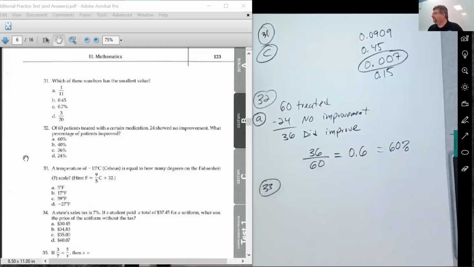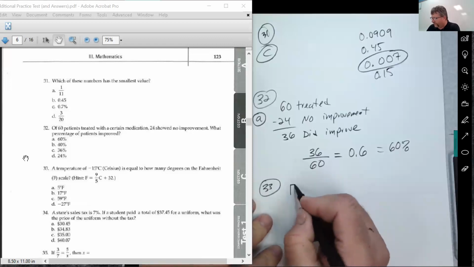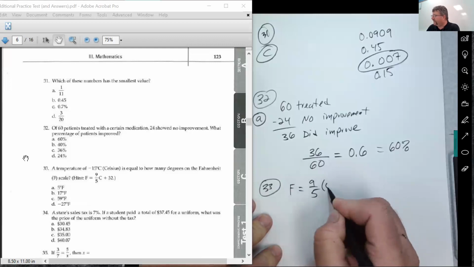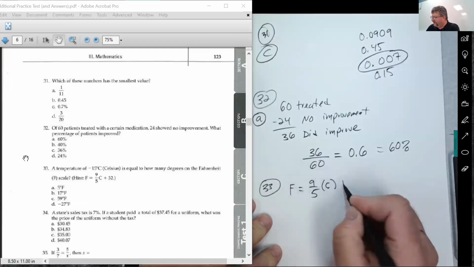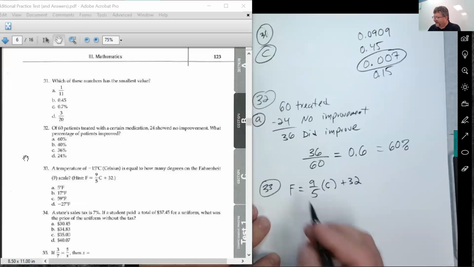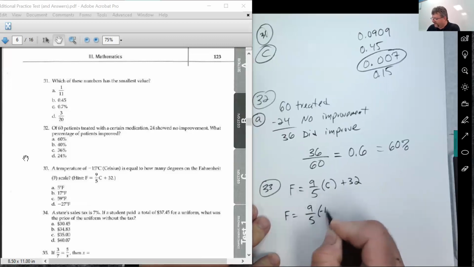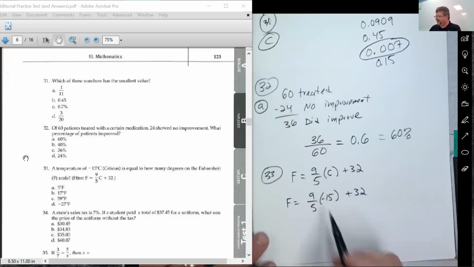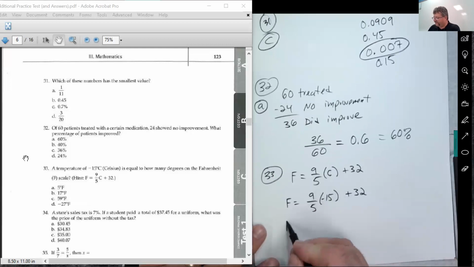A temperature of negative 15 degrees Celsius is equal to how many degrees Fahrenheit? All right, well, they give us the conversion formula. Fahrenheit equals 9/5 times my degrees Celsius plus 32. So I'm just going to put that in there at negative 15. 9/5 times negative 15 plus 32. So I'm going to get a negative number here.